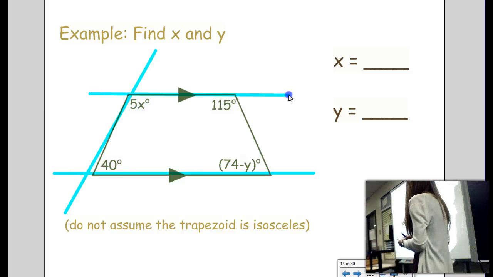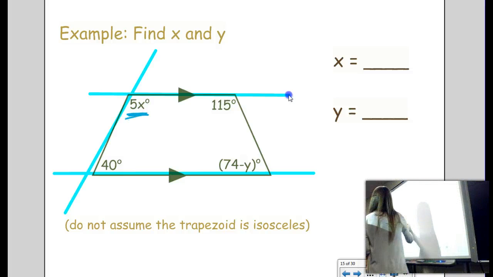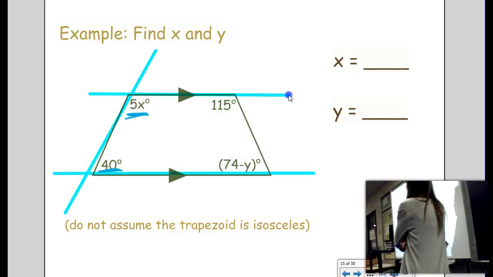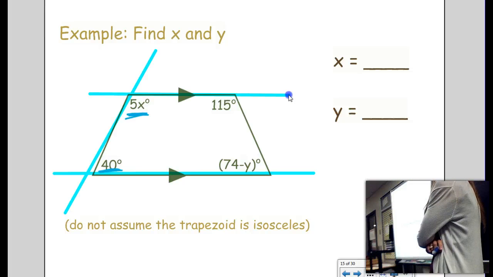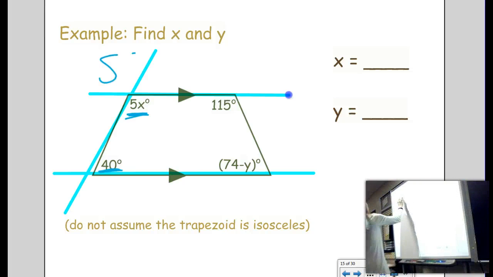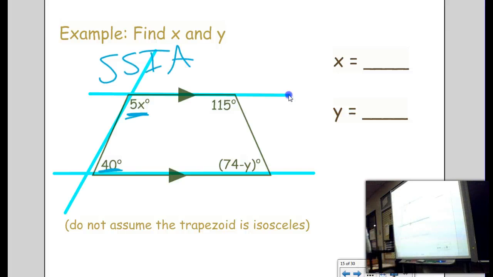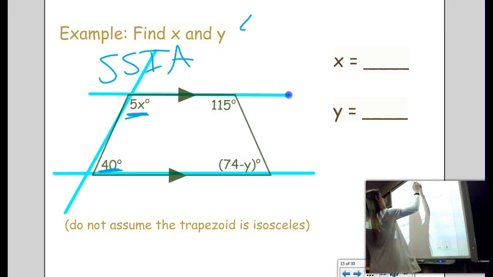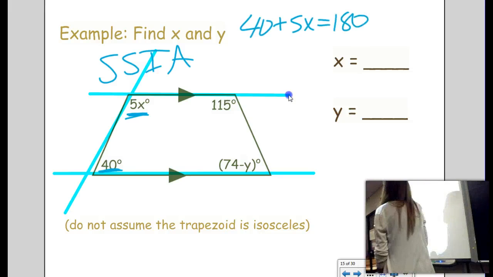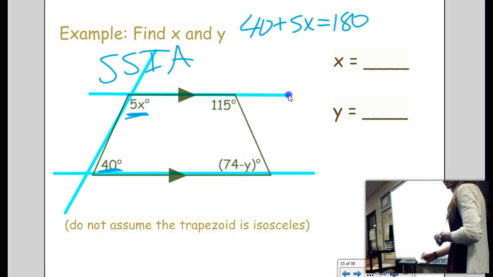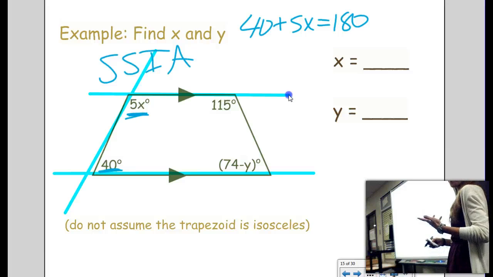Yeah. Ricardo, what is the vocab word for this angle compared to this angle? Try again. Ding, ding, ding. Same side interior angles. What does that start with? An S. Therefore, they are supplementary. So how do you find the measure of X? You add them to equal 180. 40 plus 5X is 180. Subtract 40, divide by 5, the usual solve for X stuff.